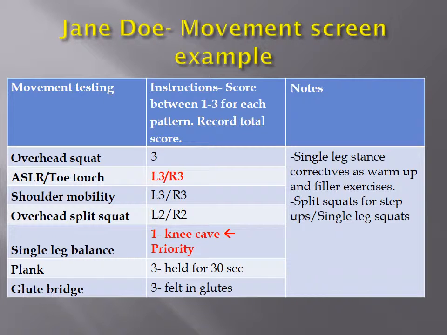And if we look at an example of a client that we might work with, we see Jane Doe here. Okay, and so we see a pretty clear priority here. We have a 1 in our single leg balance. And so the single leg balance is the thing that we're going to work on. We might do their correctives as their warm up, and then we're going to substitute certain exercises. So we're going to do split squats rather than step ups and single leg squats. And so we're making a pretty simple modification to their training program, and then we're just doing the corrective exercise on the front end. So again, not much change, we're just addressing the pattern, improving the pattern, and then putting it back into their program.